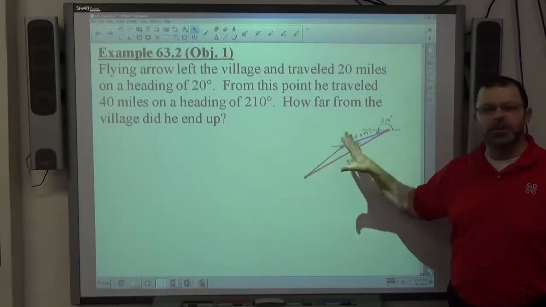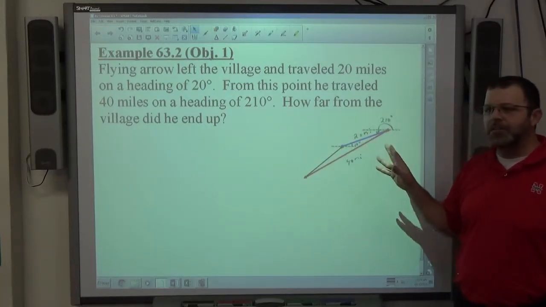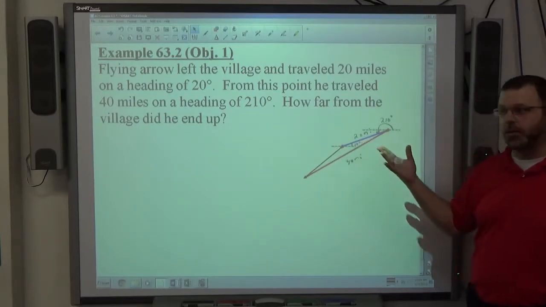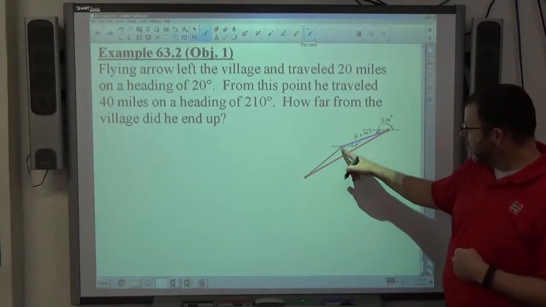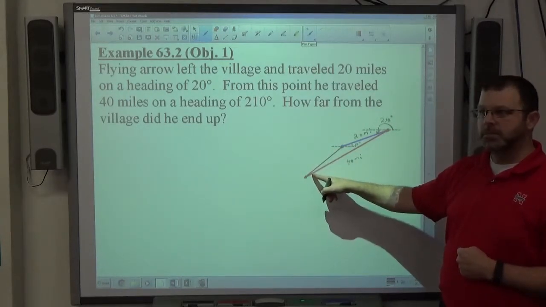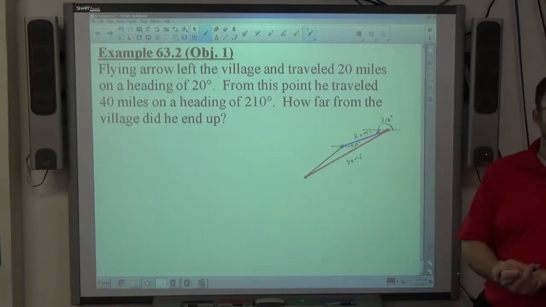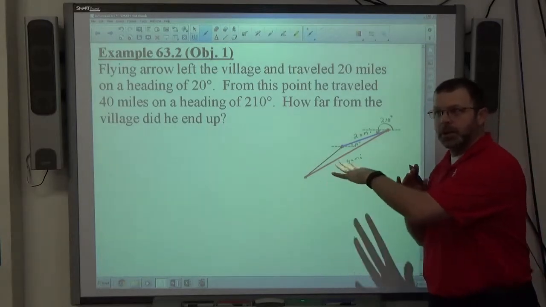But again, how far from the village is he? So we're looking for this, the resultant, the end result of how far from the village it is. And what we're looking for is some number of miles at some heading. Just looking at it, from my eyeball view here, it looks to be about 20 miles. It's about the same length as that, 20-ish miles. It might be 19 point something, 20 point something, 25. I don't know. It's going to be near 20.